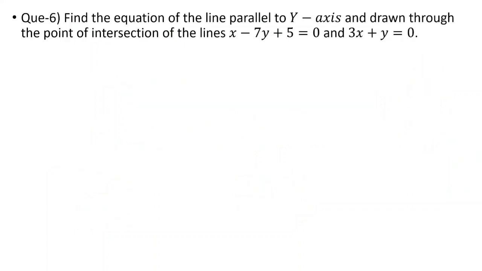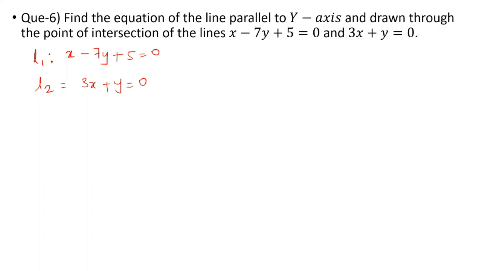As I said, we are going to discuss even number of questions. So let's get the example number. Question number 6. Find the equation of line parallel to y-axis and drawn through the point of intersection of the lines x minus 7y plus 5 equal to 0 and 3x plus y equal to 0. So we have two different lines, say L1 and L2. Let me say L1 is x minus 7y plus 5 equal to 0 and L2 say 3x plus y equal to 0.